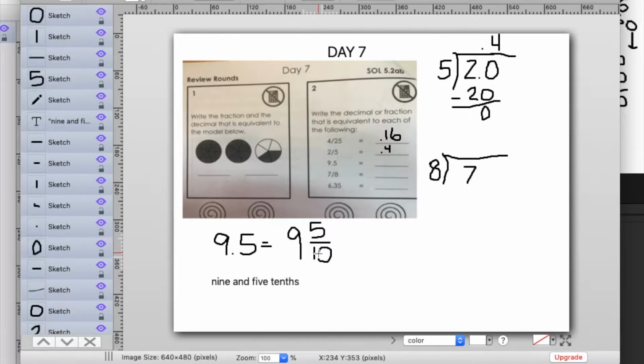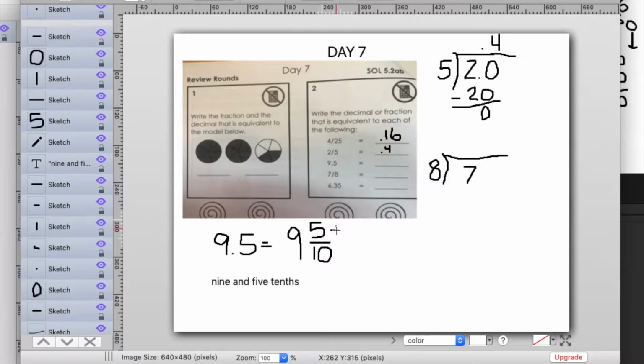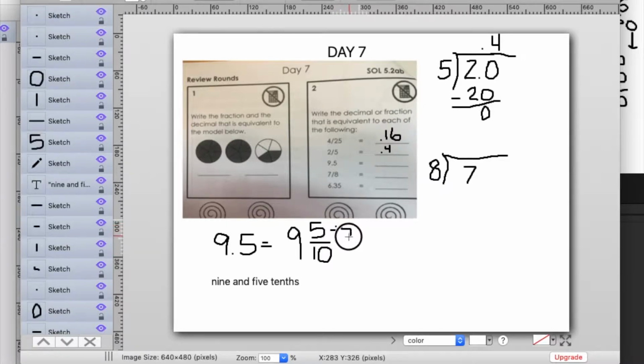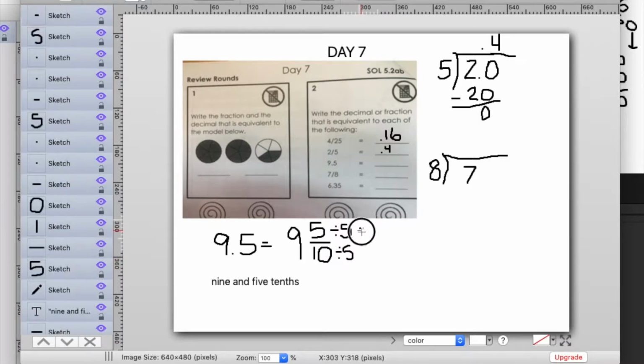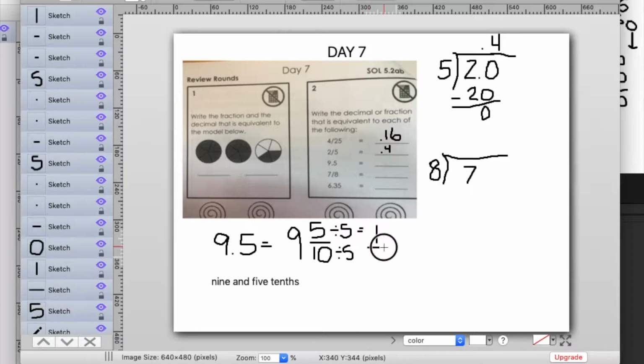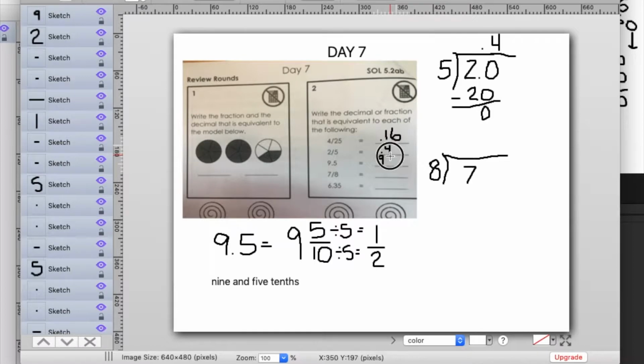However, can we simplify 5/10? What do we see that they have in common? If you said the number 5, you are correct. What would happen if we divided 5 by 5 and also divided 10 by 5 to simplify? Remember, we want to make the number smaller, so we're dividing. We would get 1/2. So our answer here is 9 and 1/2.